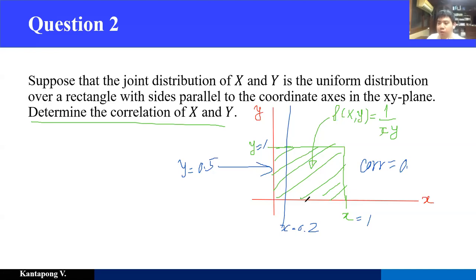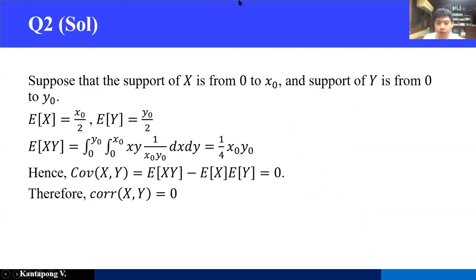We have to visualize this first before jumping into the calculation, because in the calculation, everything is numbers, so we are not sure whether it makes sense or not. It makes sense to draw the diagram and guess the solution first. But we have to go to the math anyway. Suppose that the support of x is from 0 to x0, and y from 0 to y0. We get E of x, E of y, and we find E of xy. And we see that the covariance is going to be 0. So the correlation must be 0 as guessed.